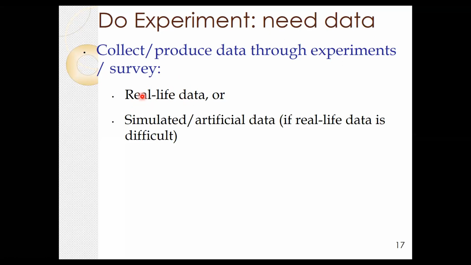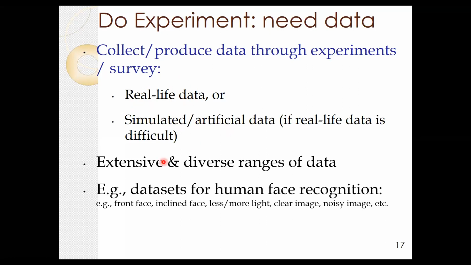It is best to have real life data, but sometimes, especially in some research areas, we cannot have real life data. It's very difficult to get, or to get within a short time. So we simulate or make artificial data, or we change the real life data to make it more difficult. And definitely in any work you do, an extensive and diverse range of data is very important.